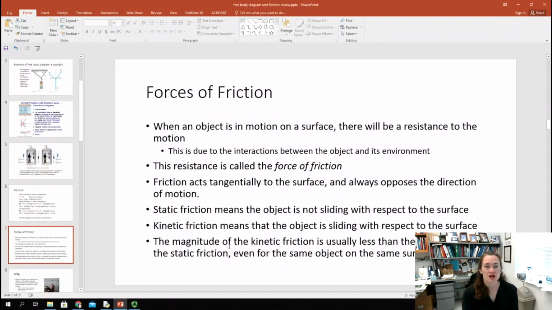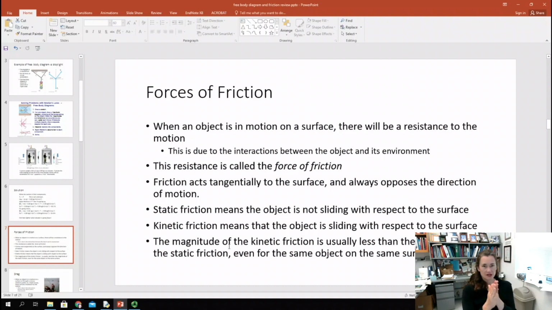Okay, now I want to talk about forces of friction. So, as you probably remember, a force of friction is when you have a resistance to a motion or a push, okay? So this resistance to the direction of motion or to the direction of intended motion is due to the interactions between the object and its environment, okay? And that resistance is called the force of friction.